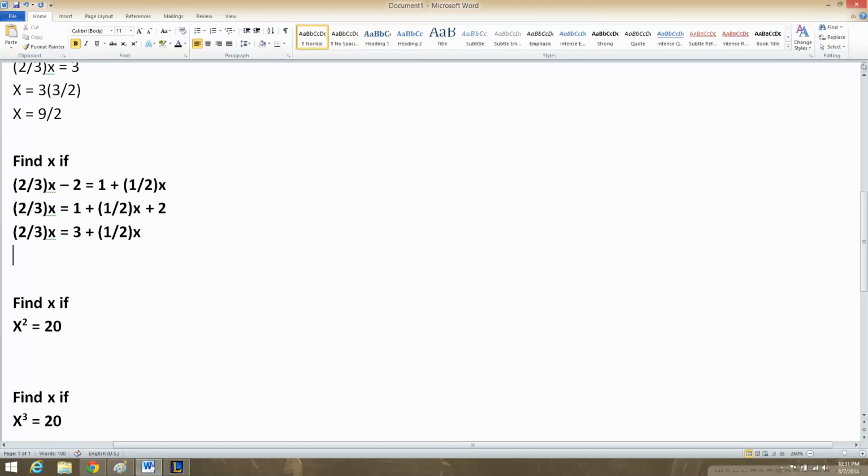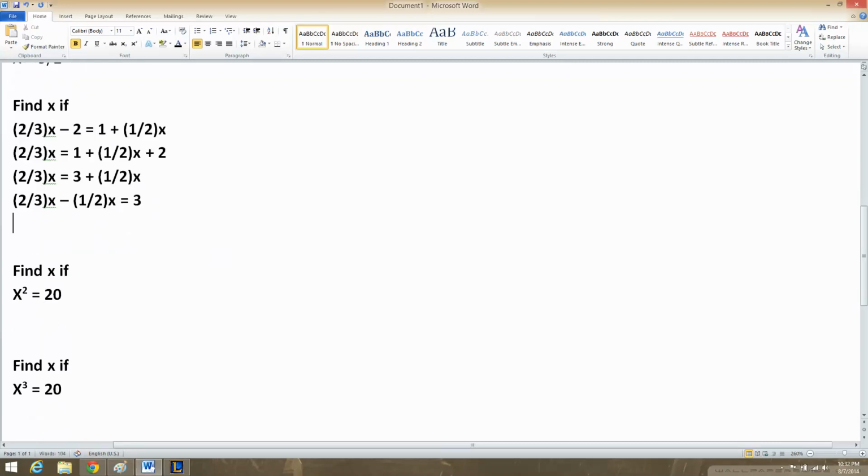Since we want to move the x to the left, we're going to subtract 1 over 2x from the right side. We're going to subtract it, not multiply or divide, because we're bringing it from one side to the other. We're not simplifying it. So when you bring this to the left side, it changes the positive to a negative. So it's going to be 2 over 3x minus 1 over 2x equals 3.